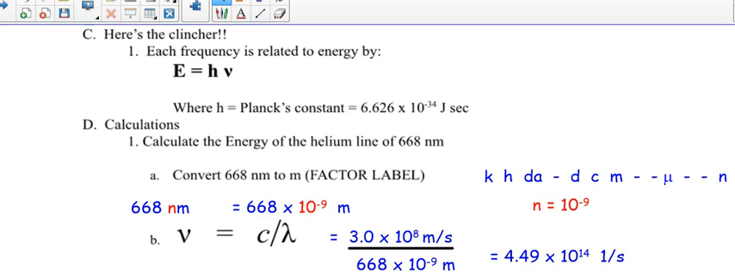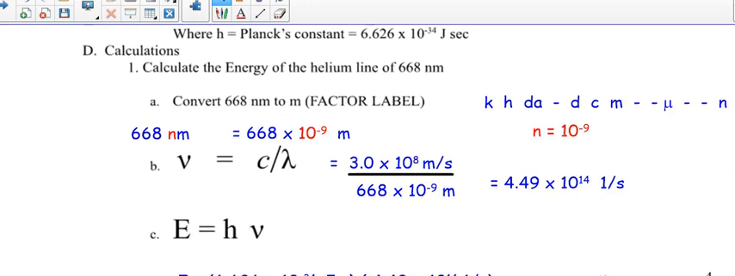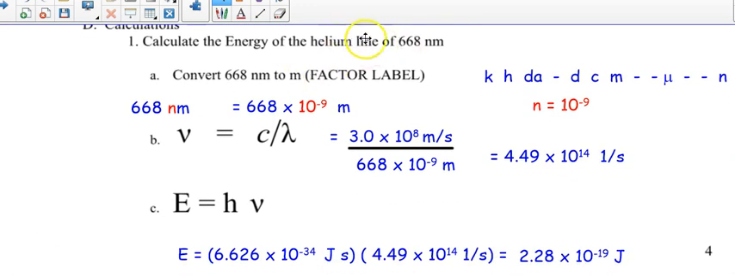So what we did is that we calculated the frequency and the energy of the helium line of 668. The first thing is we converted the nanometers to meters. Remember that a nano is 10 to the negative 9. And then we used that to calculate frequency.